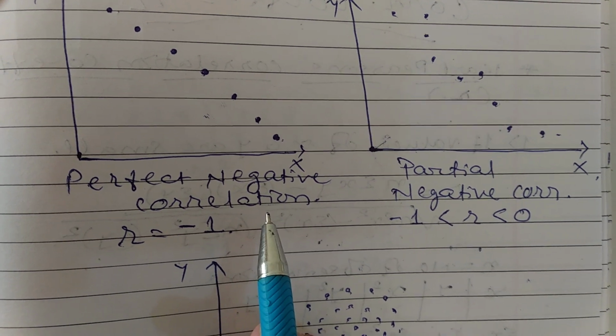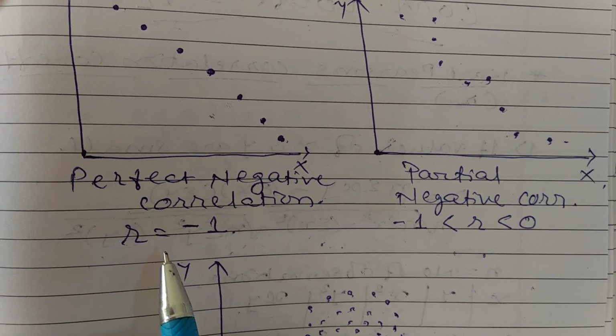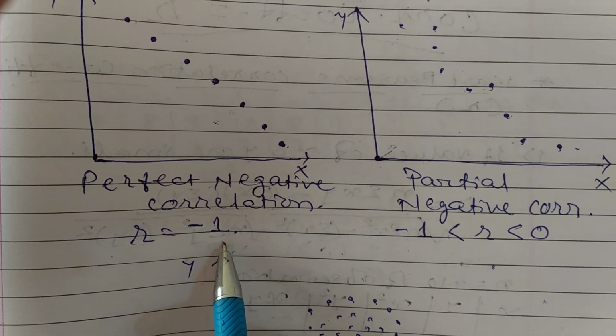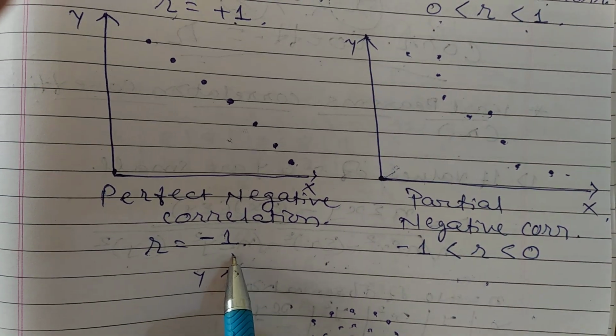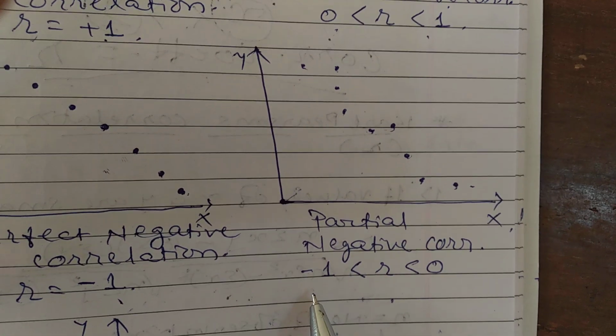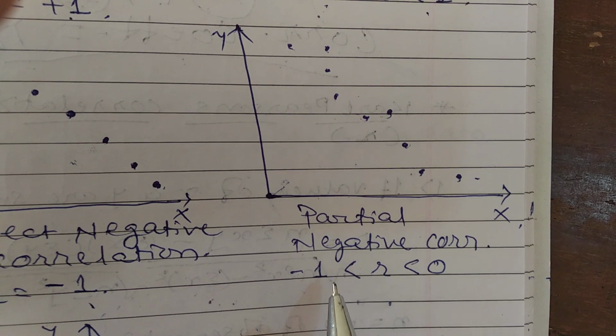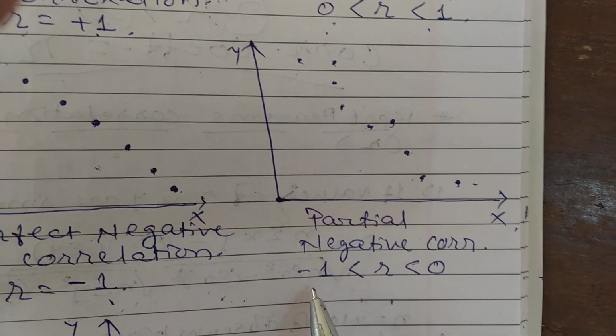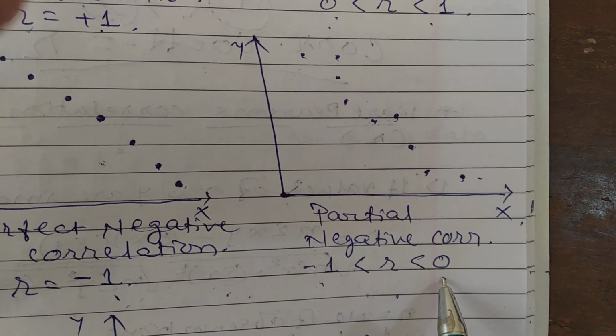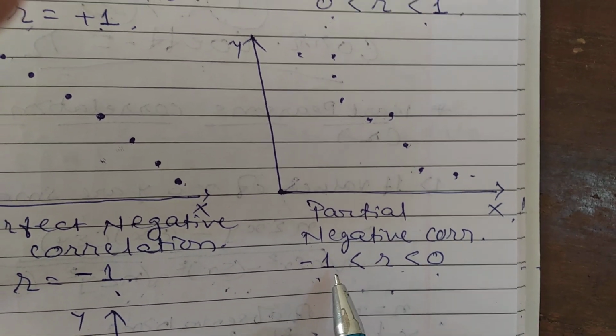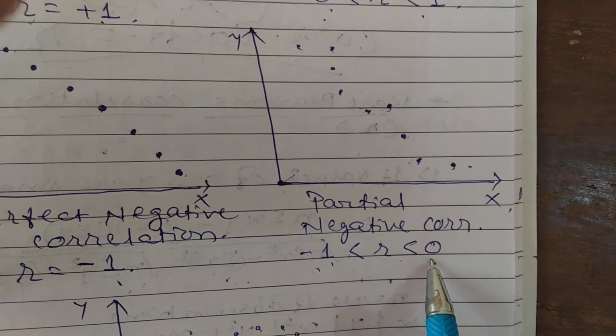For perfect negative correlation, the value of the correlation coefficient, that is r, is equal to -1. This is always r is equal to -1. And for partial negative correlation, the value will be between -1 and 0. The correlation coefficient is between -1 and 0.